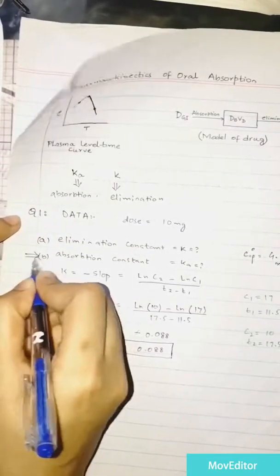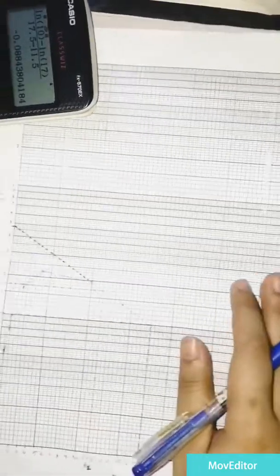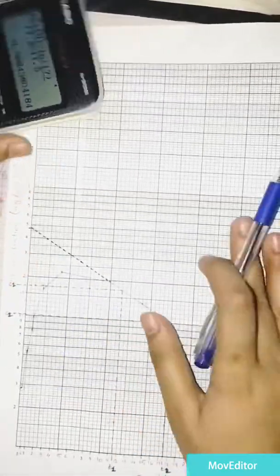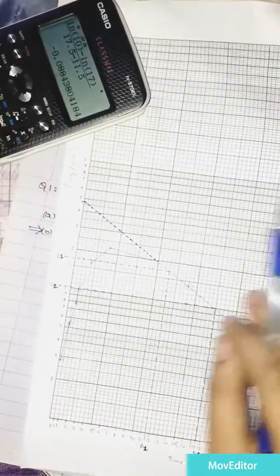Now the main target, that is the absorptive rate constant. For this, we are going to use these starting points. Are they visible? Yes, okay.